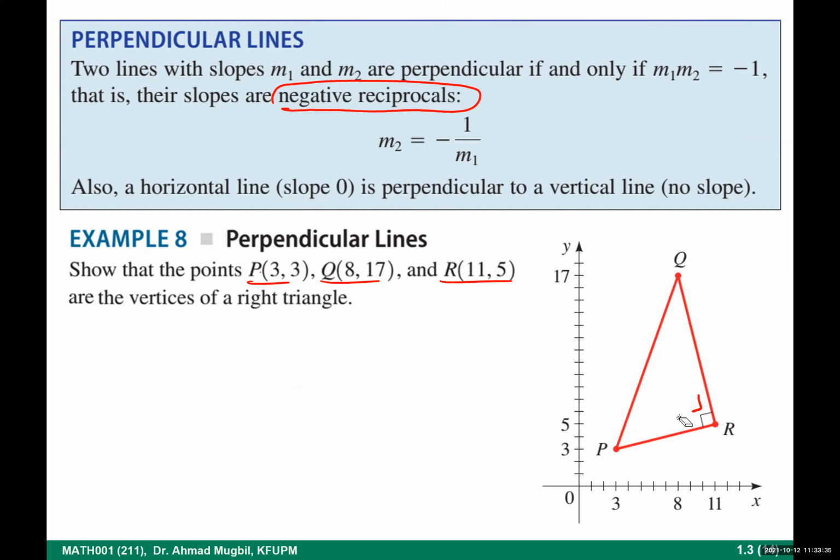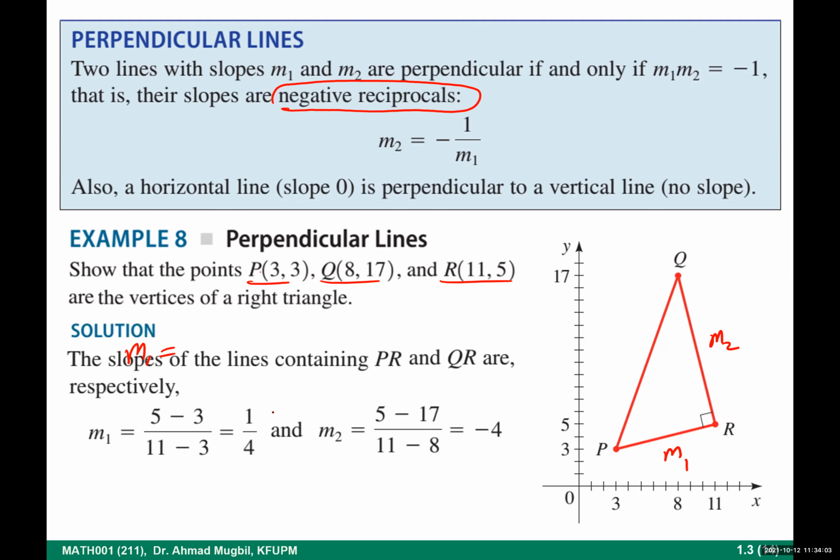Now, we will just find the slope of this line, PR, and call it M1, and the slope of this one, let's call it M2. Now, the product should be equal to what? -1. Let's start with PR. What is the slope M1? Mentally, who can tell me what it is? It is 1/4. And the slope between QR, M2, what is M2? -4. The product of them is what?